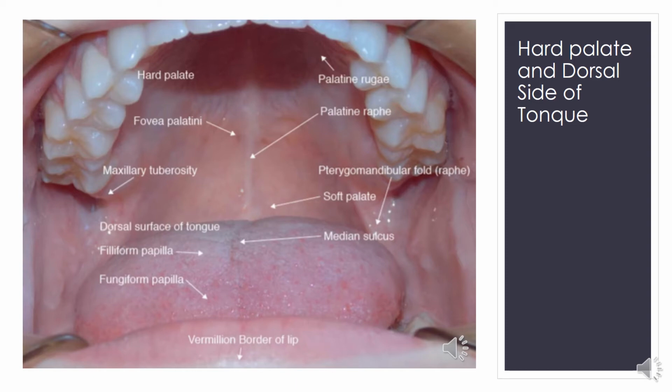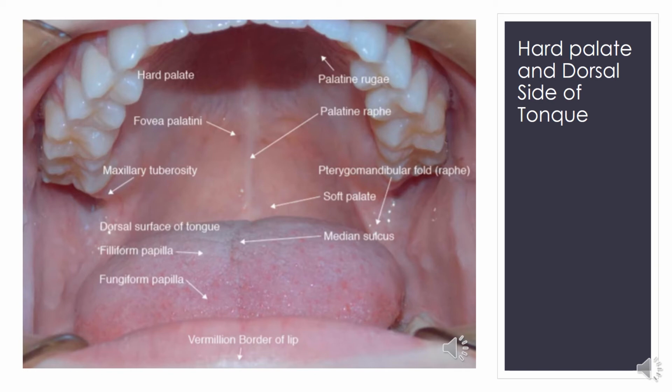And so we will start out with the palatine rugae, palatine raphe, fovea palatine, the hard palate, maxillary tuberosity, the soft palate, the pterygomandibular fold or raphe, and on the tongue you have the median sulcus, the filiform papilla, and the fungiform papilla.